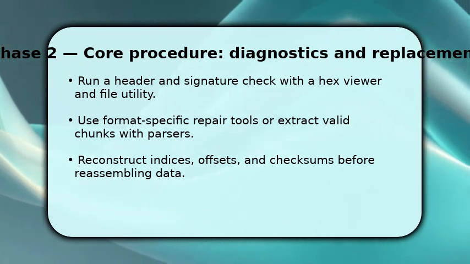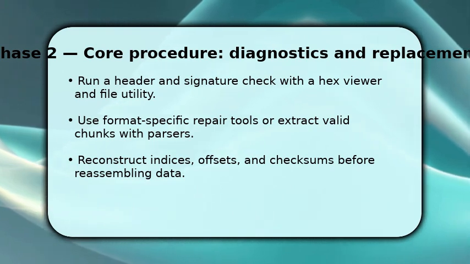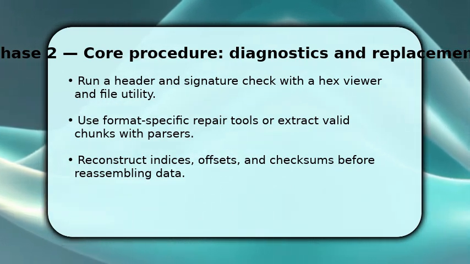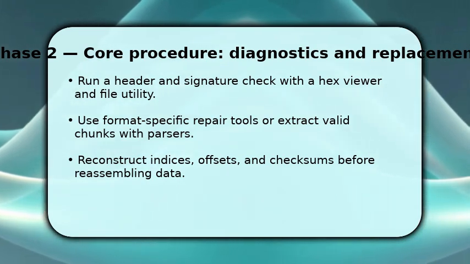Then reconstruct indices, offsets, and checksums so the application can recognize the file. This step often involves scripting small fixes or using a hex editor to patch bytes. Make sure to save incremental copies.